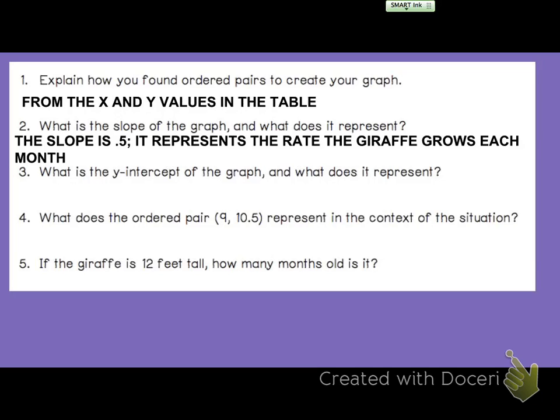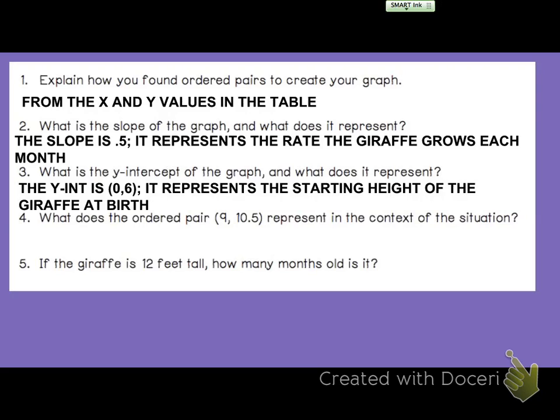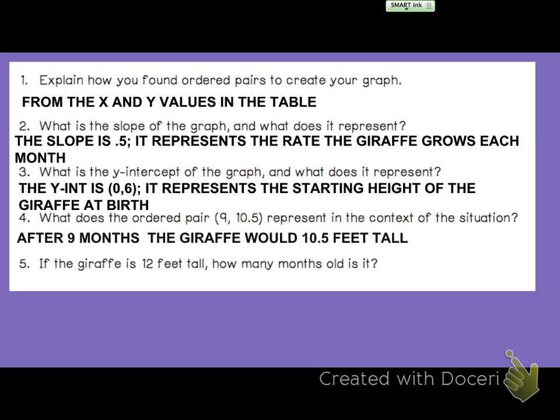3, what is the y-intercept of the graph and what does it represent? The y-intercept is 6. It represents the starting height of the giraffe at birth. 4, what does the ordered pair 9 and 10.5 represent in the context of the situation? Now, this was not necessarily on the table, but if you read 9 as your x and 10.5 as your y, your x stood for months and your y stood for the height of the giraffe. You could know that after 9 months, the giraffe would be 10.5 feet tall.